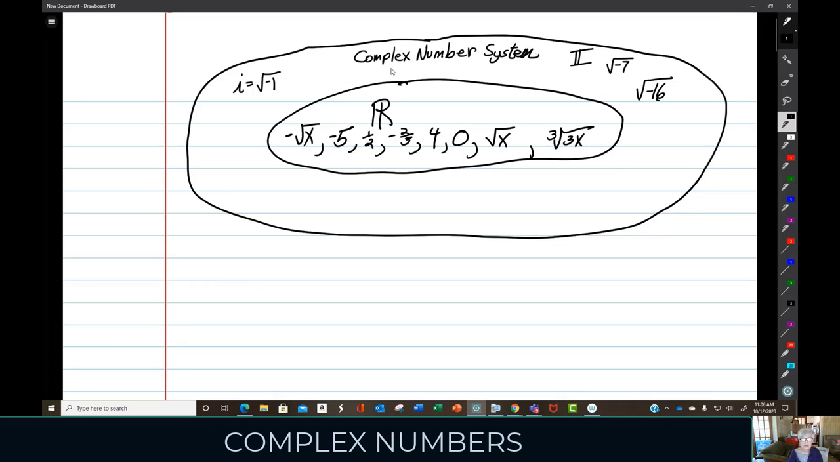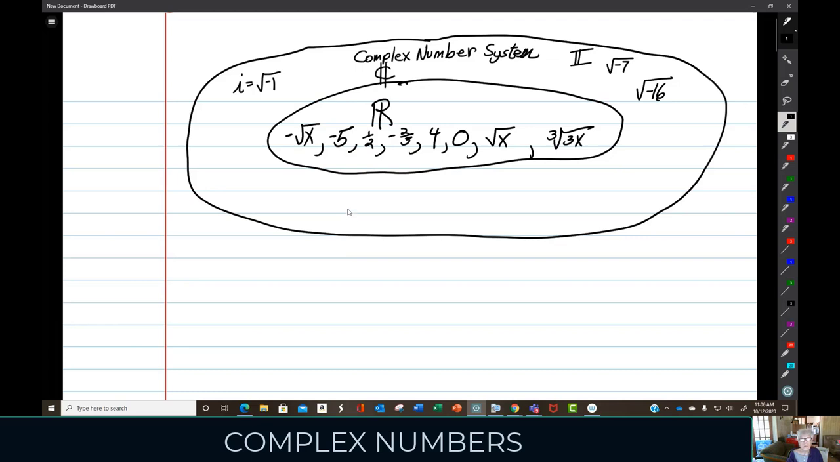Okay, the symbol for the complex number system. They were still calling it the imaginary number system when I was a kid. Somewhere along the line, somebody said it wasn't respectable enough. We need to switch to complex number system. But that's just trying to be respectable.